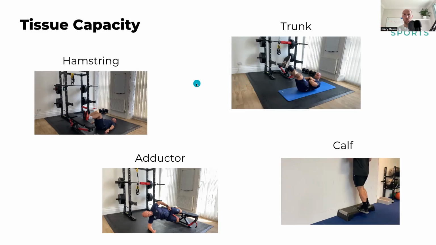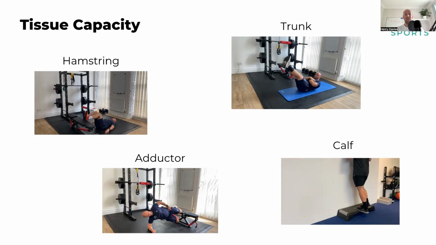For the trunk, from an anterior trunk perspective, something like a supine hold, we're going to do, again, really important to have really good anterior core strength because it's related to lower back injury. Really strong, high capacity anterior core is associated with less lower back injury.